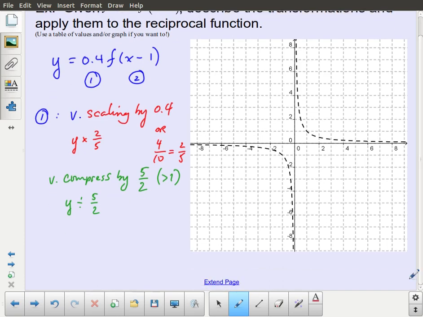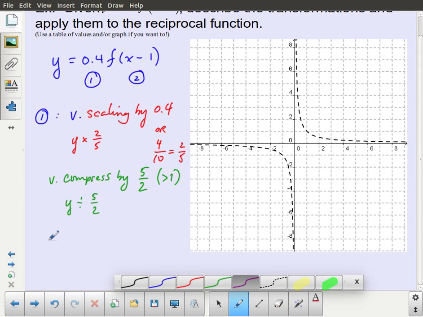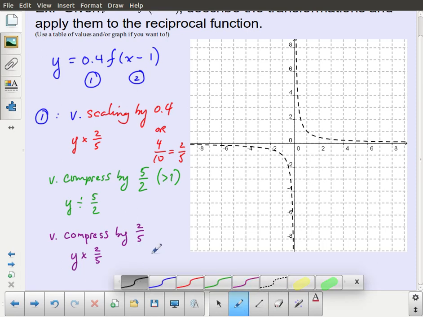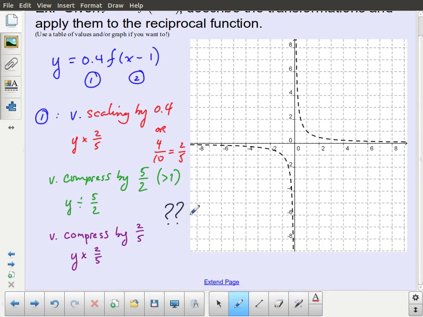And then just to add to the pile of confusion, some textbooks that I've seen, and I see it in some of our own textbooks, will write this as a vertical compression by, and once again, they'll just write it as 2 over 5, which once again brings us back to multiplying by 2 over 5. So that leaves us with some confusion about which one to use.